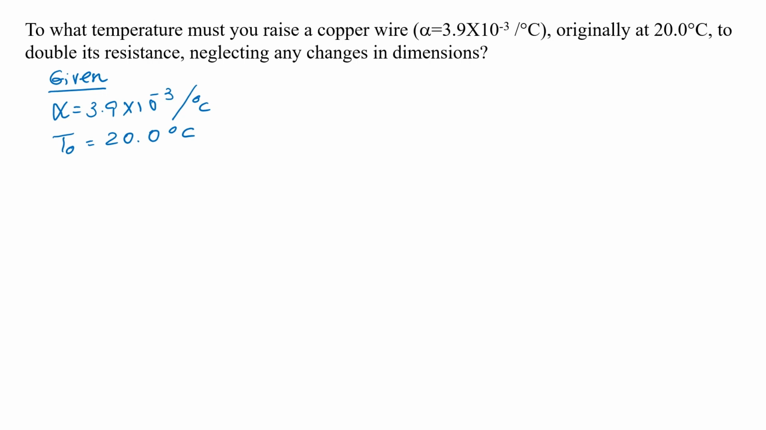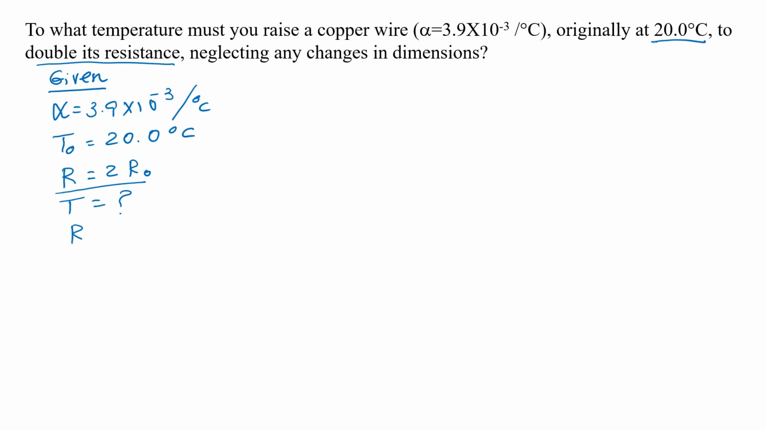The resistance after the temperature changes to T, the final resistance, is equal to 2R0, because it says double its resistance at 20 degrees Celsius. And what we are asked to find is the temperature after the resistance becomes twice the original resistance. So how does changing the temperature affect resistance?